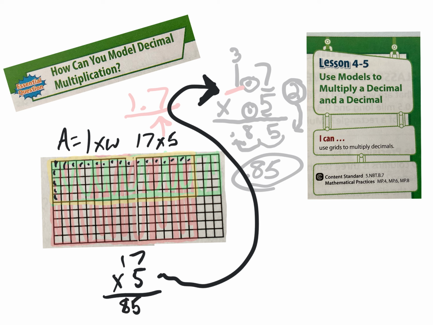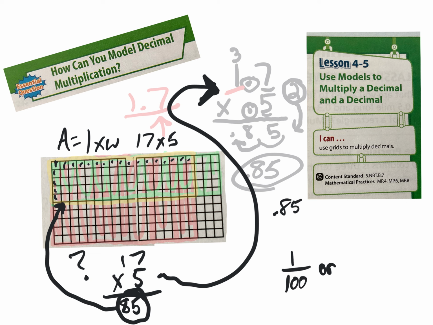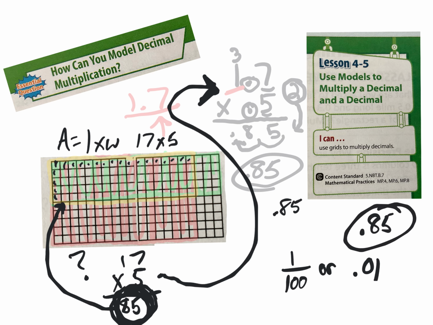Well, but that's not the answer, right? We know our answer is 85 hundredths. So this actually isn't 85, because it just tells us how many of these squares there are, and that's 85 squares. Well, how much are those squares worth? Each square is one hundredth. So the way we would read this 85 is 85 hundredths, if each square is a hundredth.